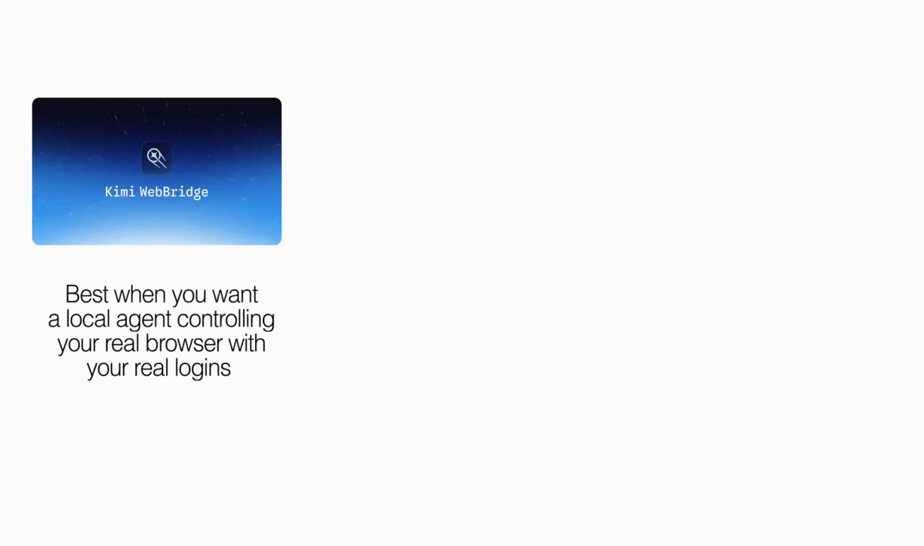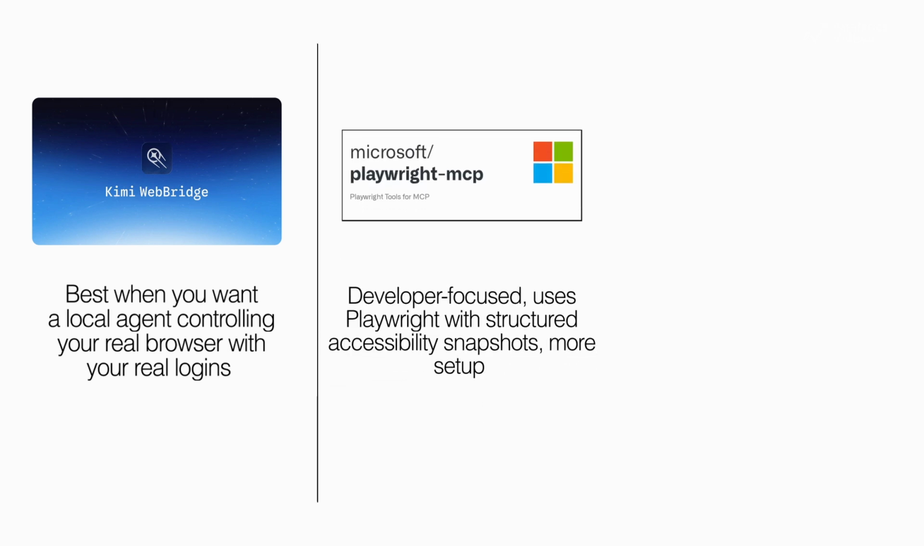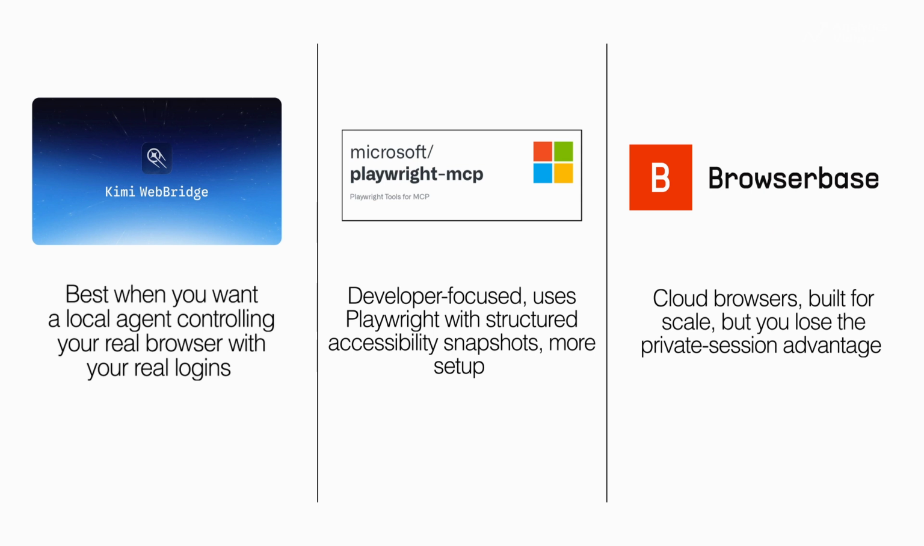And now let's have a quick comparison so you know when to pick what. Kimi WebBridge is best when you want a local agent controlling your real browser with your real logins. Now, Playwright MCP, which is developer focused, uses Playwright with structured accessibility snapshots, and more setup. And Browserbase, which is a cloud browser, is built for scale, but you lose the private session advantage. Different tools, different jobs. WebBridge wins when you want to use actual logged in sessions.